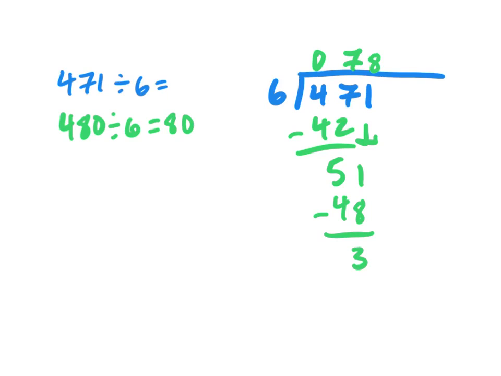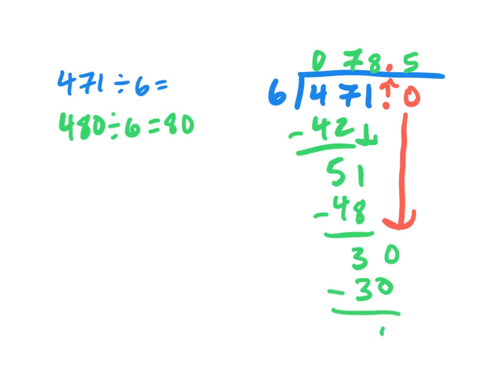I'm left with 3. Now instead of ending here and leaving a remainder, I'm going to add a decimal, float it right up into my answer and a placeholder 0 that I can bring down. And now I'm asking myself how many times 6 goes into 30, and that is 5 times exactly. So I'm left with a remainder of 0. I don't need to bring anything else down, so my quotient, my final answer, is 78 and 5/10.